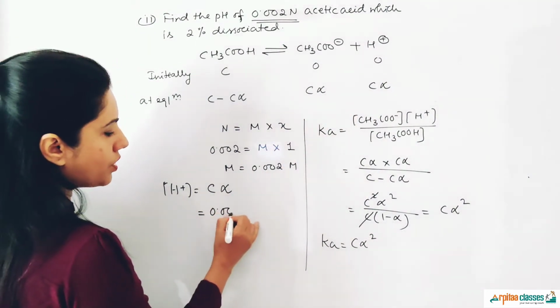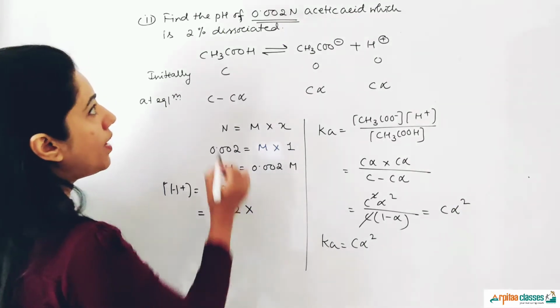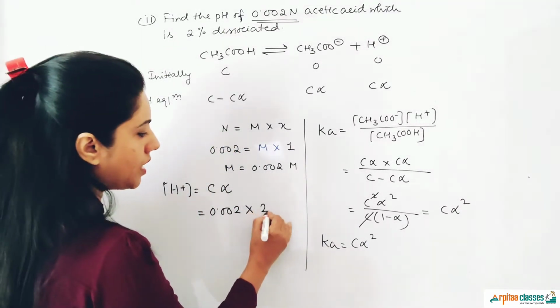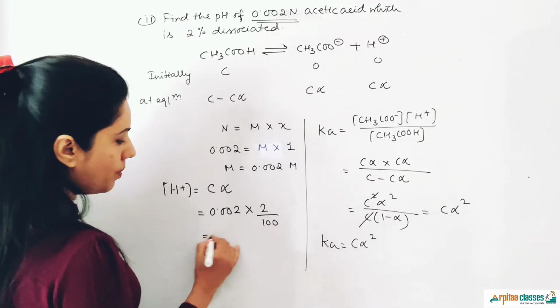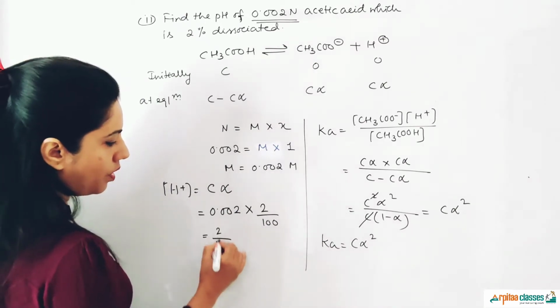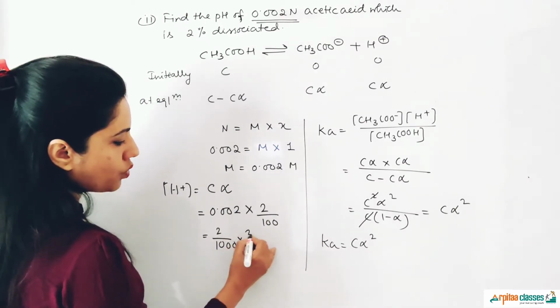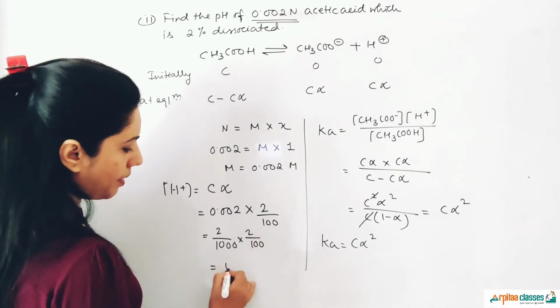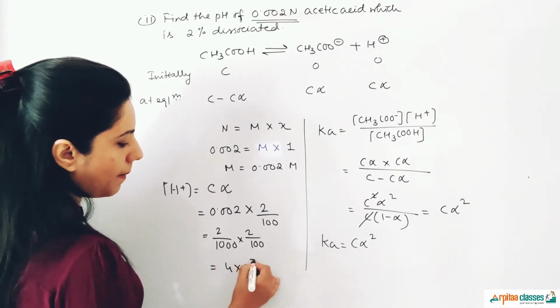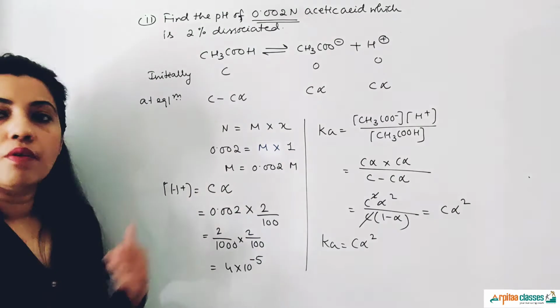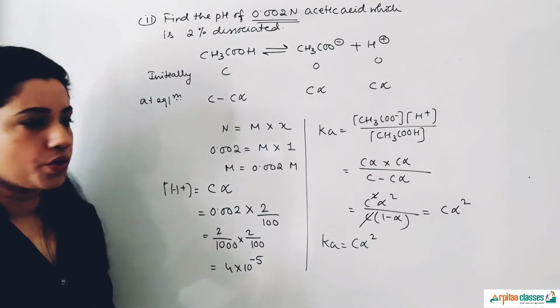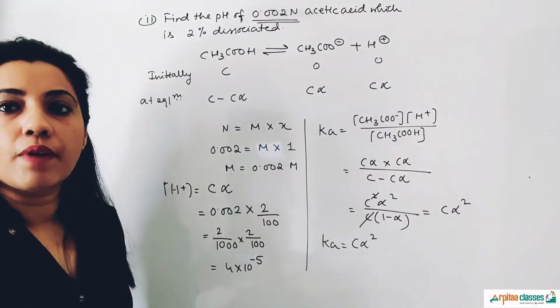C is 0.002 molar and alpha is 2%. 2% means 2 upon 100. So basically we are getting 2 upon 1000 into 2 upon 100. So it is coming 4 into 10 raised to power minus 5. This is the value of H plus ion concentration. Now from here we can find out the pH.